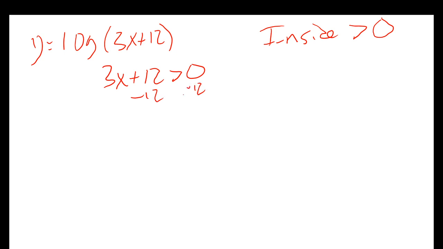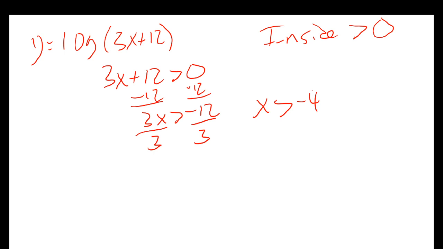Subtract 12, subtract 12. 3x is greater than negative 12. Divide by 3, divide by 3. You'll get x is greater than negative 4. Once you get it to this notation, you then just have to put it in interval notation. Interval notation will be negative 4 to infinity. Notice that we're putting a parenthesis on the negative 4 and not a bracket. It is strictly greater than, not equal to.